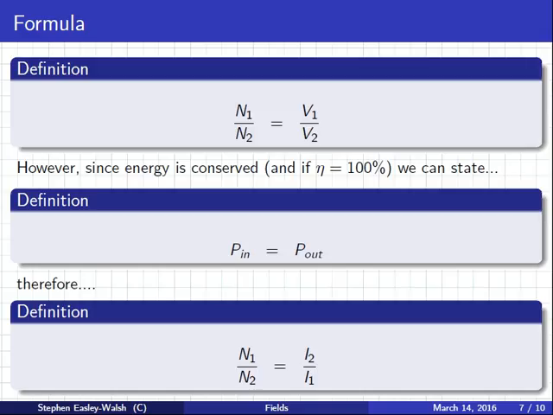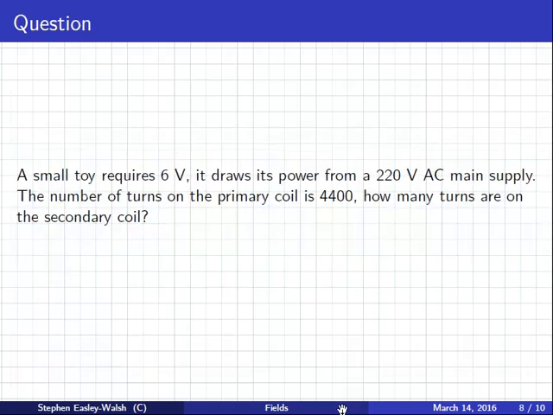Okay, so let's have a look at an example. A small toy, like a Game Boy, needs 6 volts. It gets 220 from the main supply. The number of turns on the primary is 4,400. How many turns are on the secondary? I want you to try this. I don't think it's very difficult. You need to use the first formula I gave you.